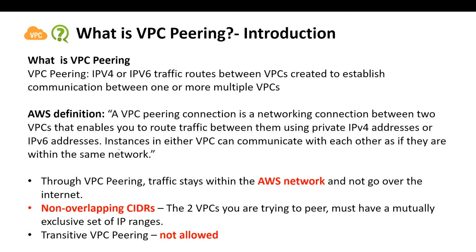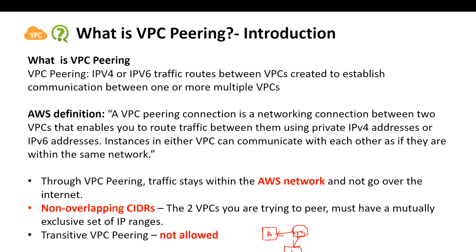So VPC peering is not transitive. That means, just to give an example, let's say you have person A, person B and person C. Let's say you're peering A and B. Let's say these two are friends. Peering means friends, assume like that, and B and C are also friends.